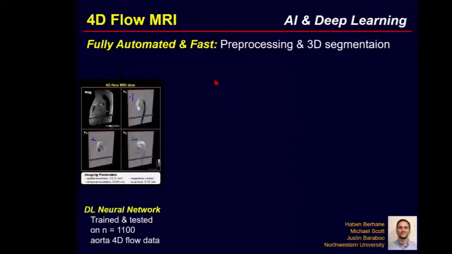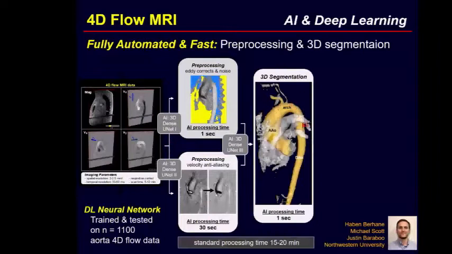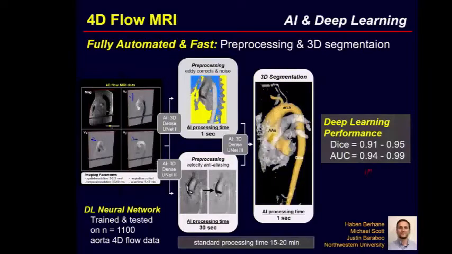We've also become active in this area, and this is work by some of the students in my lab. We've had the advantage or opportunity to have over 1,000 aortic 4D flow data sets. They're really well annotated, so we looked into developing more automated network-based analysis. Our approach so far has been to train different networks for pre-processing, for example, for eddy current correction, for velocity anti-aliasing, and also for 3D segmentation. And if you look at the performance, I was actually very surprised, but they do really well if you look at the dice scores and the area under the curves.